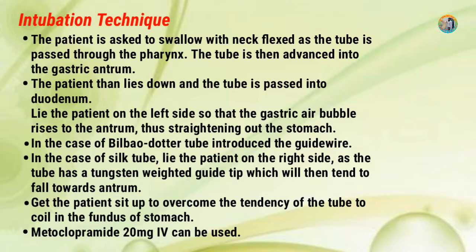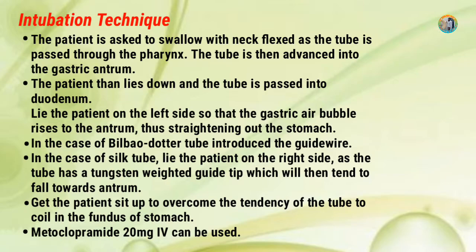Lie the patient on the left side so that the gastric air bubble rises to the antrum, thus straightening out the stomach. In the case of the Bilbao Doyle tube, the guide wire is introduced. In the case of the silk tube, lie the patient on the right side, as the tube has a tungsten weighted guide tip which will then tend to fall towards the antrum. Get the patient to sit up to overcome the tendency of the tube to coil in the fundus of the stomach.